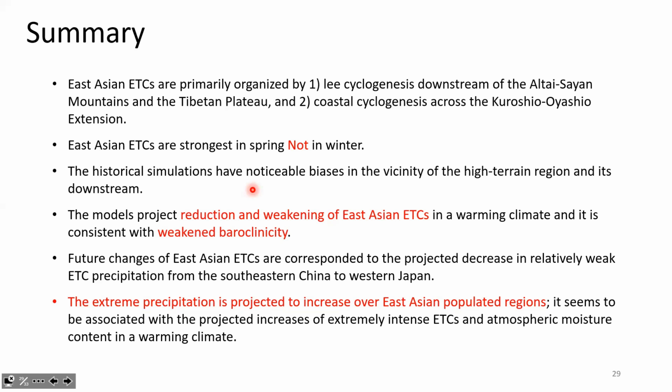And these future changes correspond with the projected decrease in relatively weak cyclone precipitation near Korea and Japan. And extreme precipitation is projected to increase over East Asian populated regions. It seems to be associated with the projected increase of extreme cyclones and enhanced moisture contents in a warming climate.